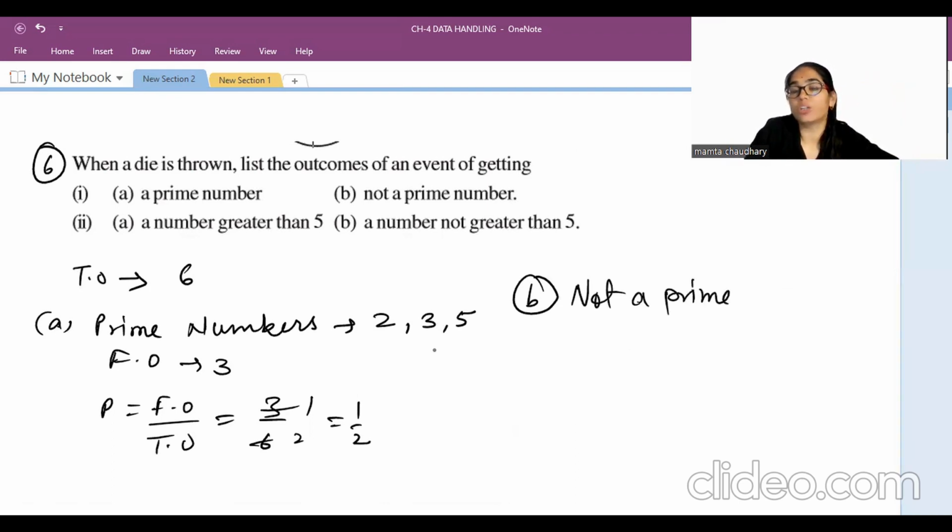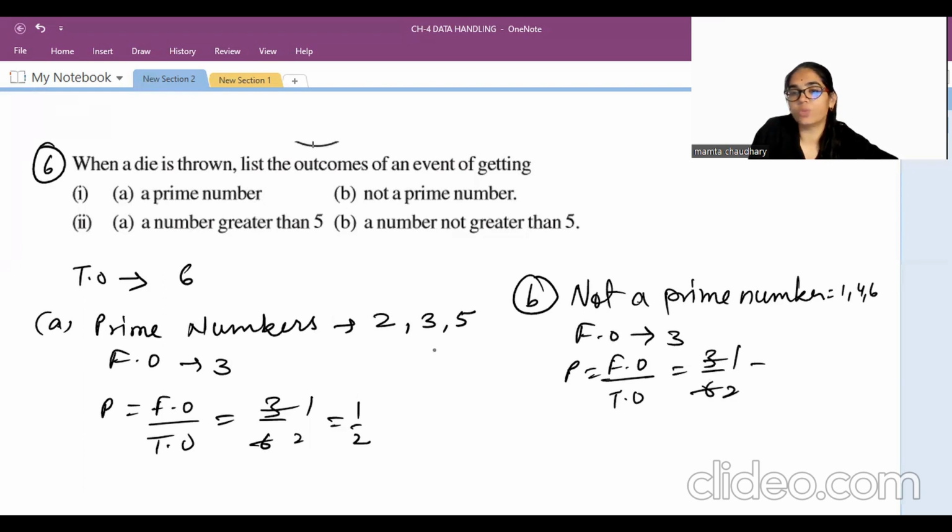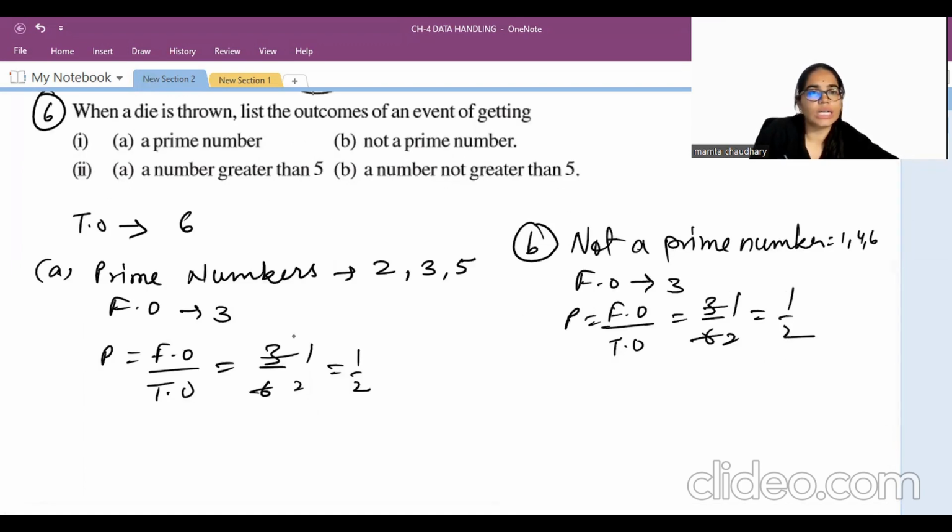Now, how many numbers are not a prime number? 1, 4, and 6. These 3 numbers are not a prime number. So how many favorable outcomes? Again, 3 favorable outcomes. So probability is favorable outcomes upon total outcomes. So 3 by 6. This is 3 1s are 3, 3 2s are 6, 1 by 2. Clear? Okay. And this is the first bit. Now, second bit.